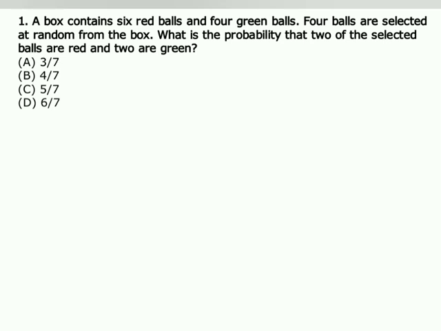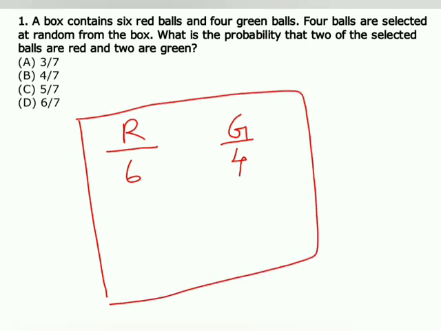A box contains 6 red balls and 4 green balls. So 4 balls are selected at random from this box. What is the probability that 2 of the selected balls are red and 2 are green? So we are selecting 4 balls randomly from the given box, and among the 4 balls, 2 are red and 2 are green.